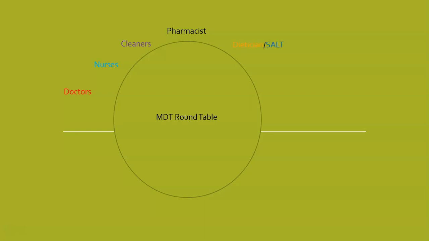Then you have the dietitians and the SALT. SALT is speech and language therapy. They usually go hand in hand, because when there's a swallowing problem, we get the speech and language therapist to come and review them, check if they have a safe swallow. Because if they don't have a safe swallow, usually that means they can't meet their nutritional requirements. So this is when we get the dietitian. You can have dietitians for other reasons as well.